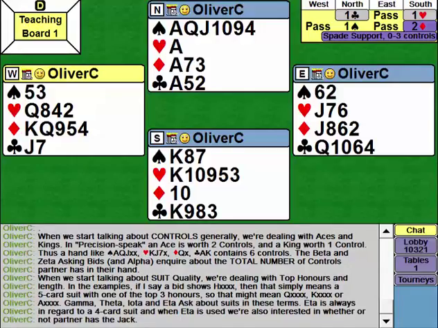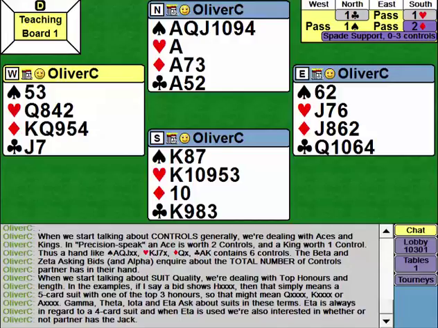Okay, so suit quality, we're normally dealing with the number of top honours. Ace, king, and queen are top honours. The jack isn't a top honour. So we're dealing with the number of top honours and also the length of the suit.